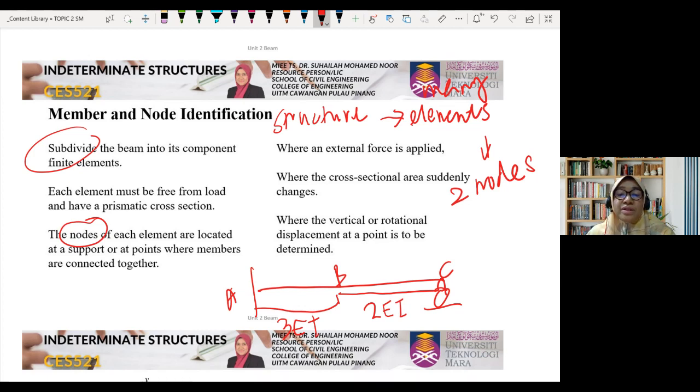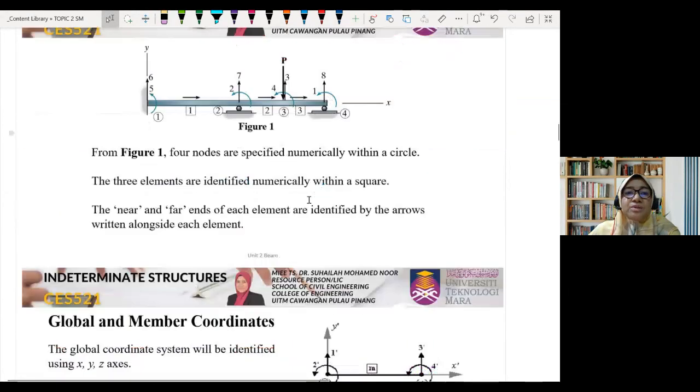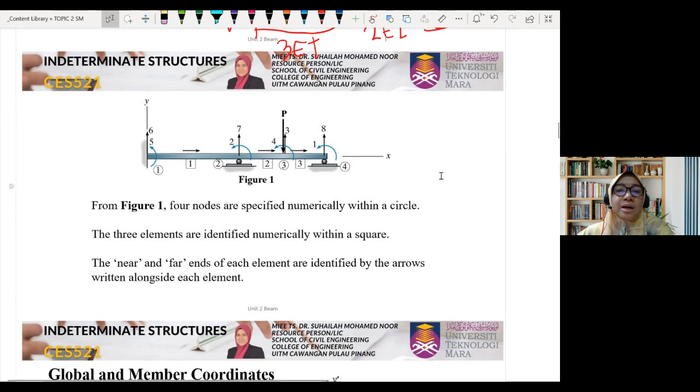Another one is where the vertical or rotational displacement at the point is to be determined. Okay, so we move to this. Let's look at figure number 1. As I mentioned, we have to use node numbers and element numbers, because the stiffness method is the theory behind the software. Of course, we can label as A, B, C as usual, but we want you to be more familiar with the stiffness method, so we need to put numbering to represent nodes and elements.